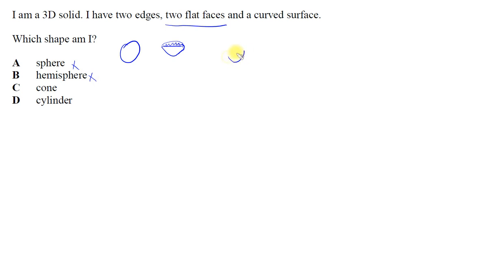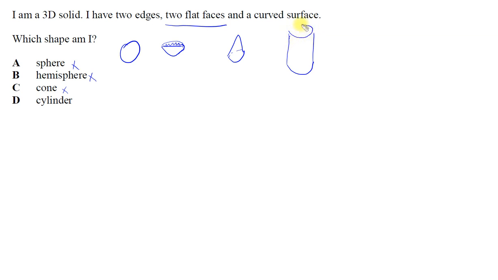A cone looks a bit like this, and although it does have a flat face at the bottom, it doesn't have two of them, so it can't be that either. Now, a cylinder is our last remaining shape, and seems to be our clear answer here.